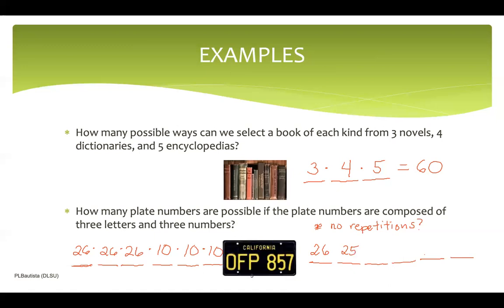For the third letter, you can choose any letter in the alphabet except any of the 2 letters that you already chose for the first 2 letters. So now you only have 24 letters to choose from. In the same manner, for the numbers, you will have 10 to choose from for the first digit, only 9 for the second digit, and only 8 for the third digit. So again, you just need to multiply each of these numbers to arrive at the number of possible plate numbers without any repetitions.